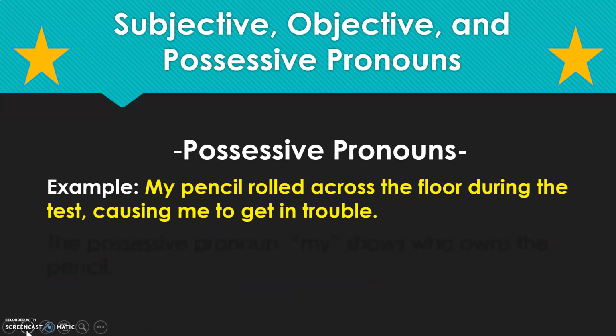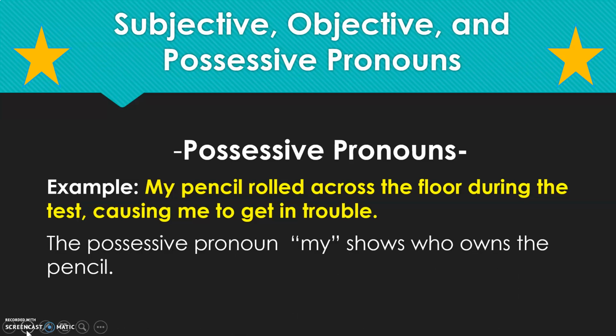And then the example sentence. My pencil rolled across the floor during the test, causing me to get in trouble. As you can see, there's also two pronouns in this sentence, my and me, but only one of them is a possessive pronoun. The possessive pronoun my shows who owns the pencil. So after you write this kind of lengthy sentence, you want to circle the word my.